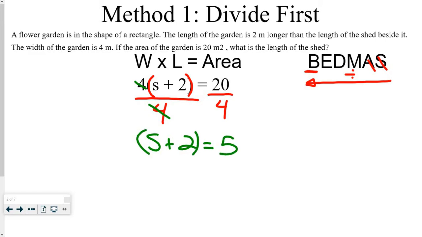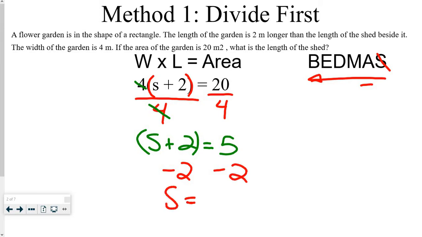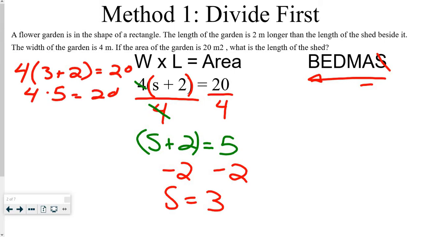We don't need this in brackets anymore, but when you're in the brackets, we follow BEDMAS backwards within those brackets because we're still trying to isolate s. There is no subtraction, so addition. The opposite of add is subtract, so we subtract 2 on both sides. S equals 3. When we add it back in, 4 times 3 plus 2 equals 20. That's 5 times 4. So 20 equals 20. We're good.